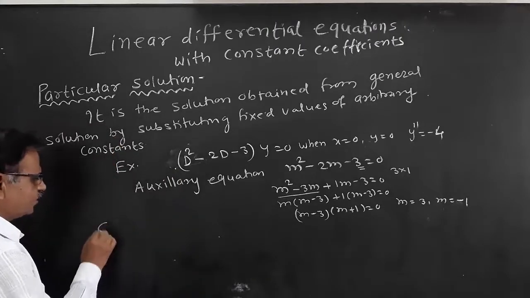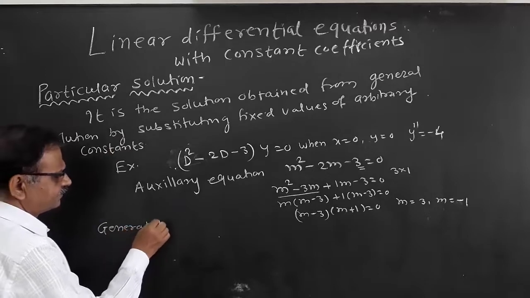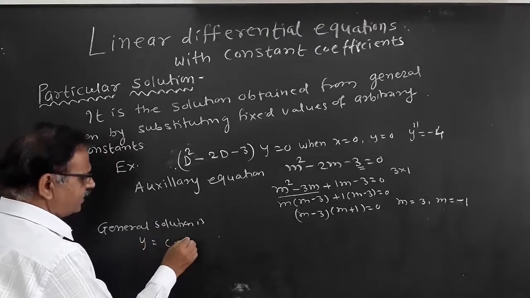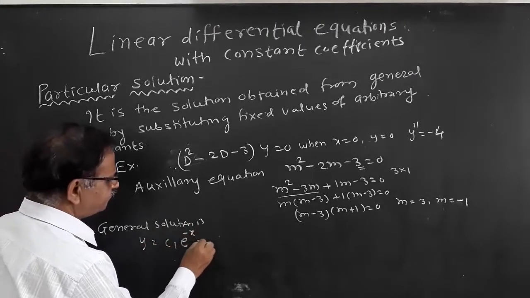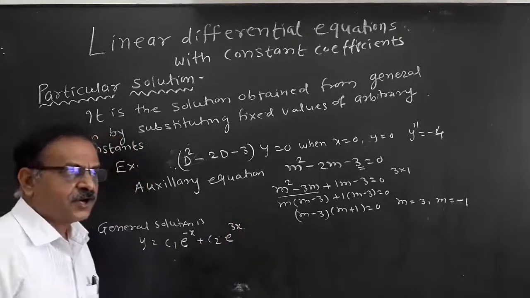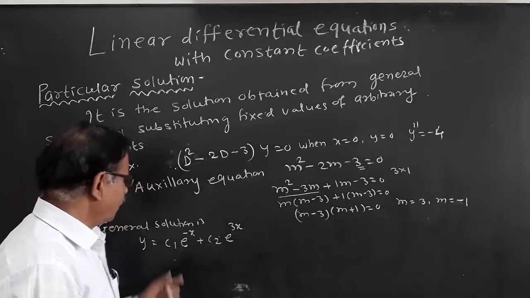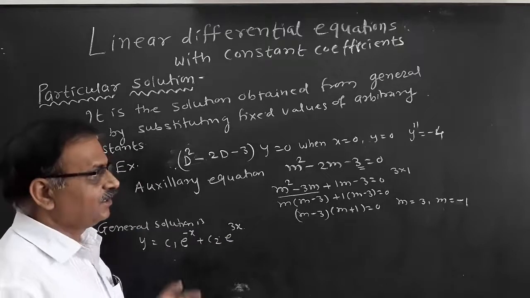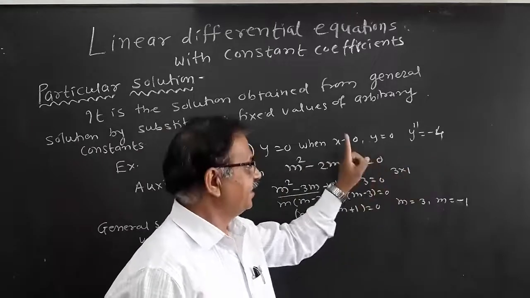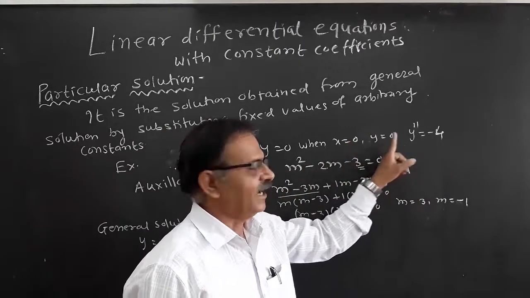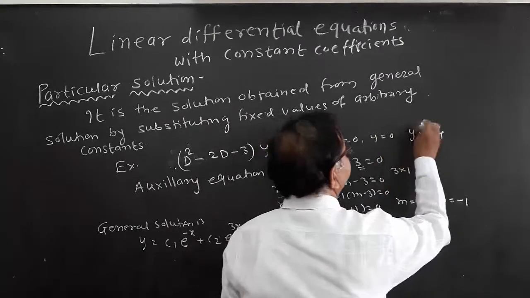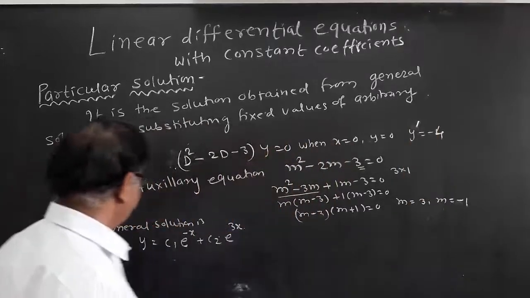And hence, the general solution is y equal to c1 e raised to minus x plus c2 e raised to 3x. This is the general solution. For obtaining the particular solution, we have to put fixed values of c1 and c2. We shall find these values of c1 and c2 by using the given conditions. Conditions are when x equal to 0, y equal to 0 and y dash equal to minus 4.